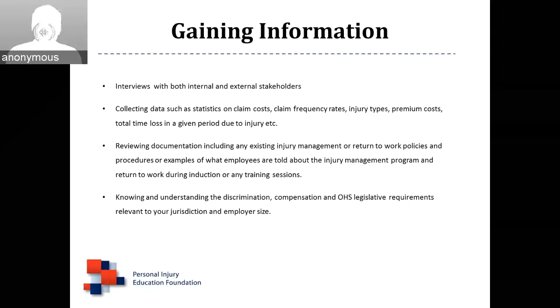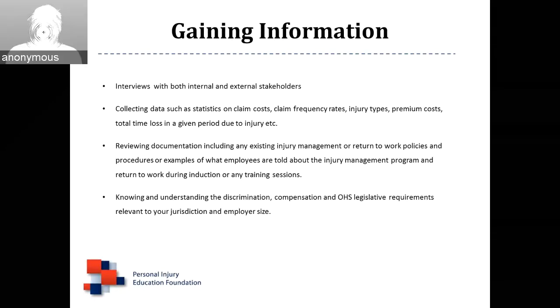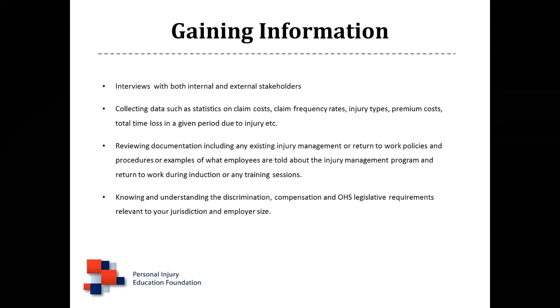Some other types of information you might want to look at would be collecting data. So things like statistics on claim costs, claim frequency rates, the types of injuries you're sustaining, and what the effects are on your premiums. Maybe you can look at a set period of time, such as the last 5 years, and the total time lost in a given period due to injury. These are just examples. It's not an exhaustive list. There's plenty of other statistics and data that you can look at.